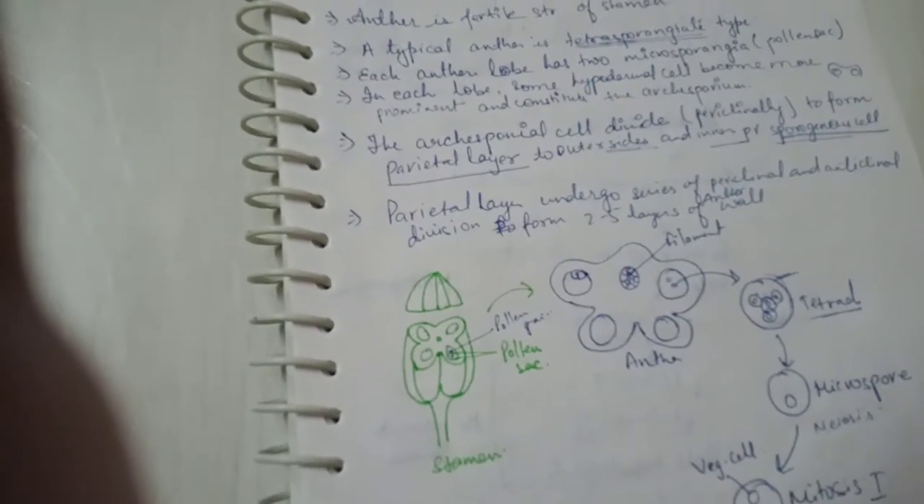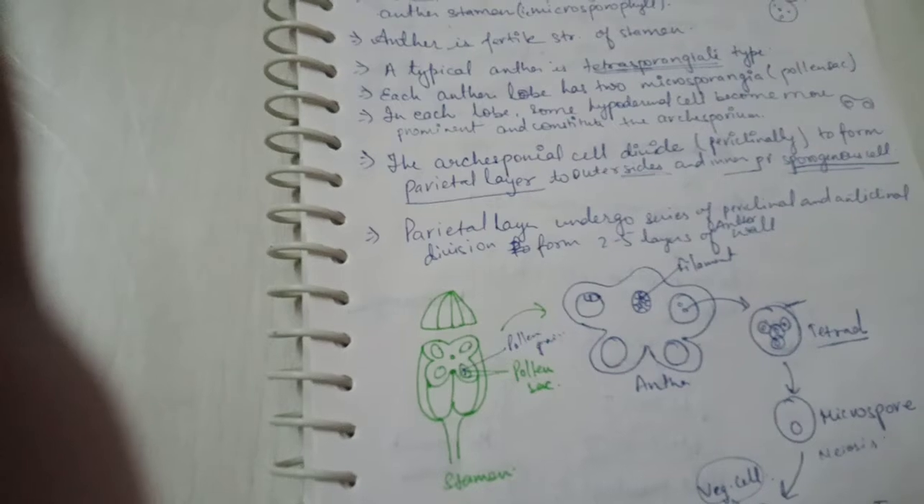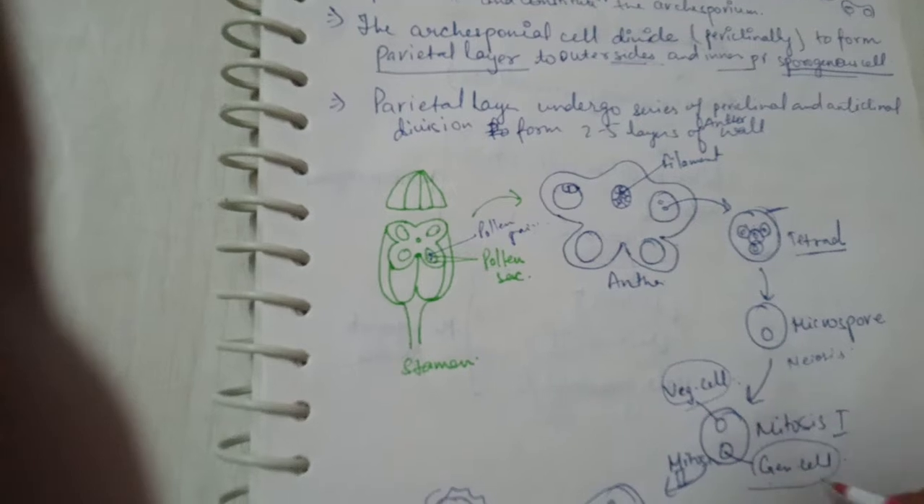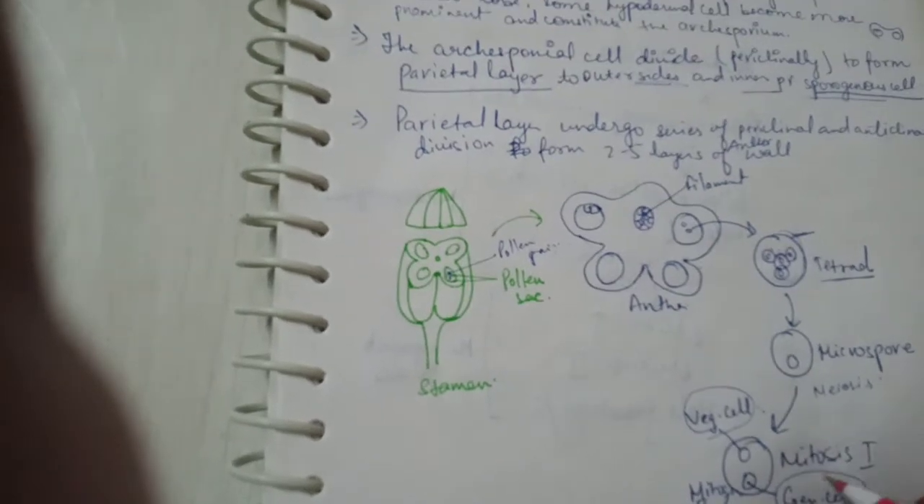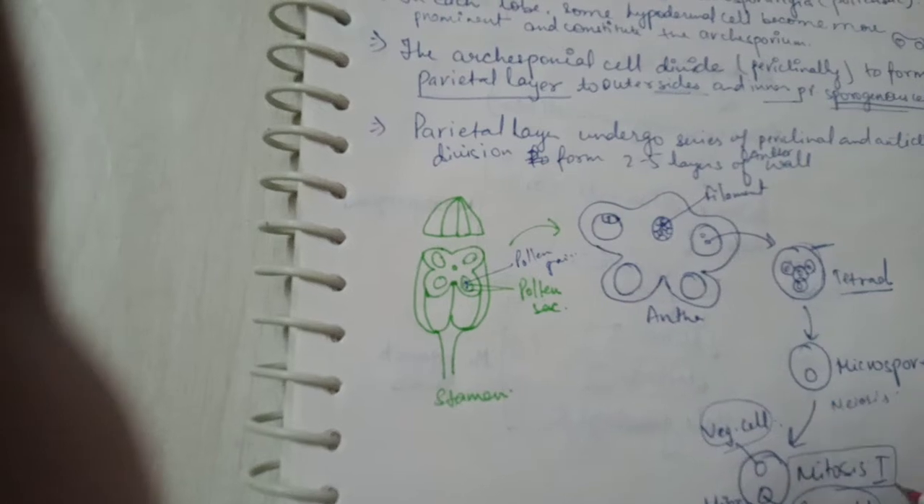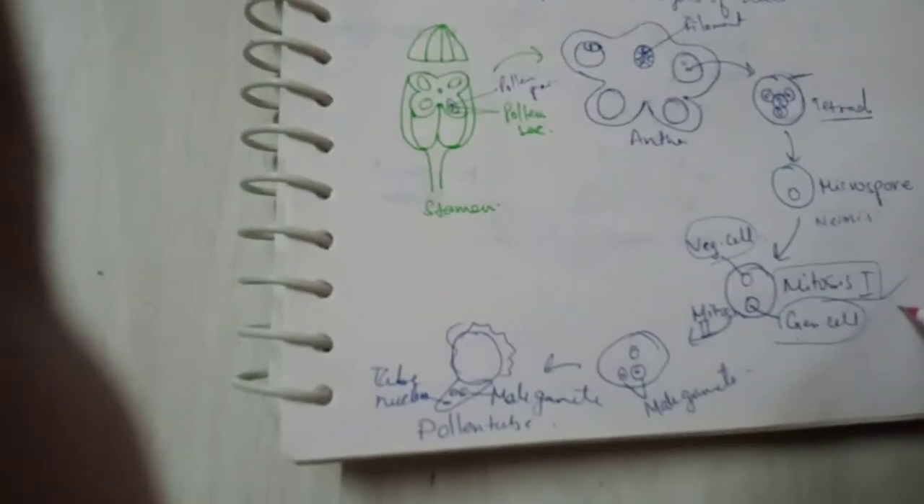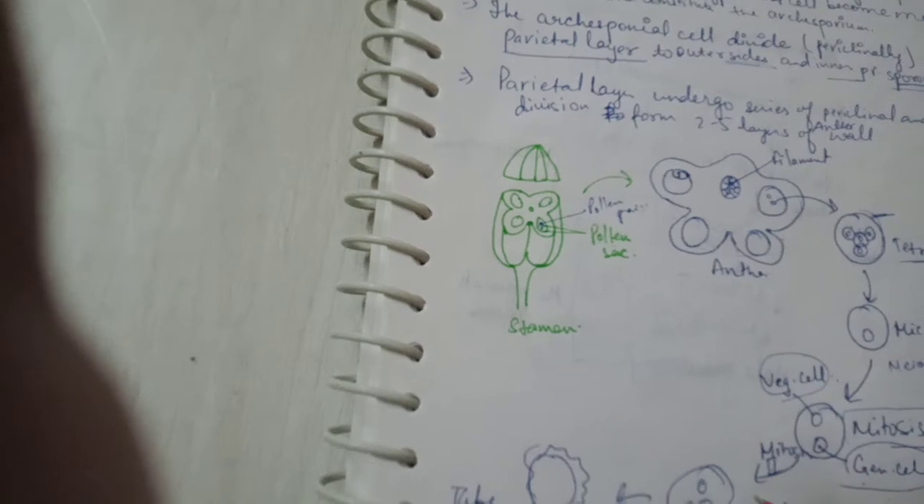What happens over here? Meiosis. In meiosis, 2 types of cells are formed. The first cell is called the vegetative cell, and the second is called the generative cell. These undergo mitosis first, and then mitosis second, and it forms a 4-celled stage. Here the two are male gametes, and one is for pollen tube germination.